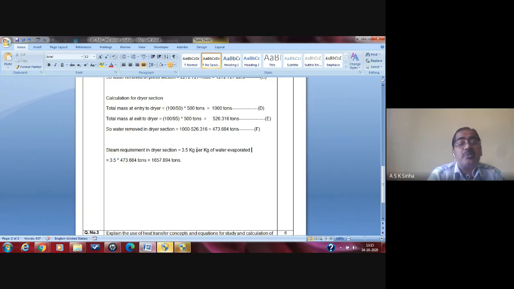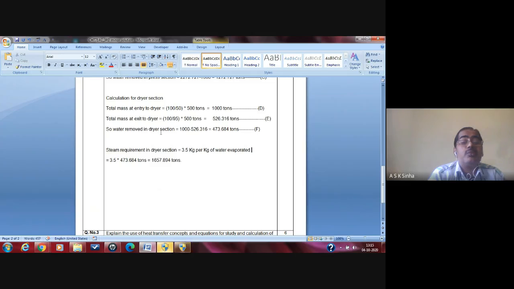Normally for copier paper, this much will be the requirement of steam. But for some grades of paper, like transformer paper or condenser paper, this requirement may go even up to 5 or 6 kg per kg of water evaporated. Right, so now we take 3.5 per kg of water evaporated, and the water evaporated is already calculated here.